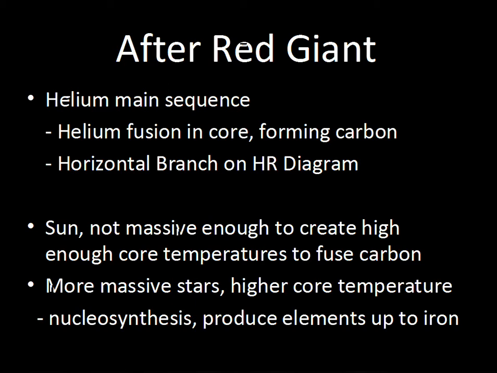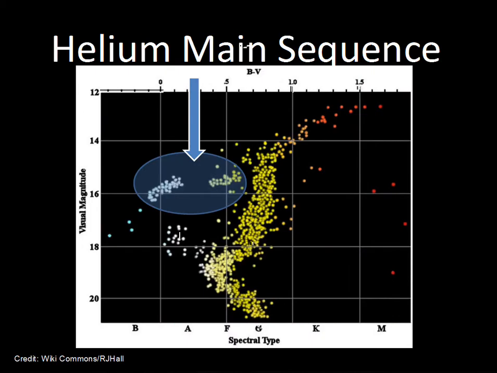But the sun is stuck. The sun can't fuse carbon, so it loses its energy source in the core. More massive stars can continue with fusion for a while, but these stars don't last long because the fusion is occurring at a very high rate, and these stars use up their fuel as well.